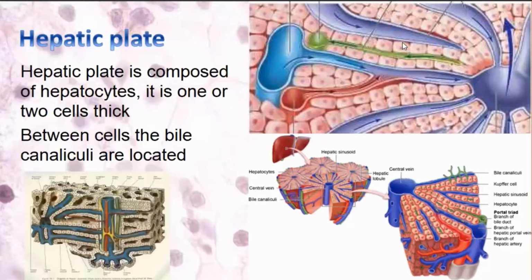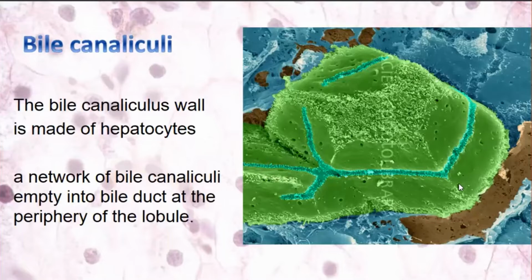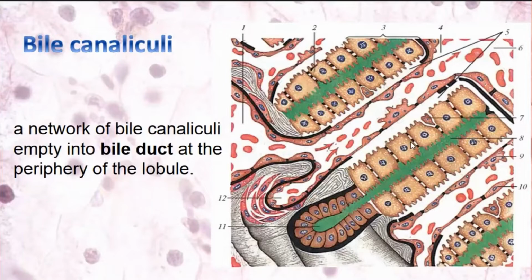And here we can see hepatocytes. There are hepatic plates, and between them there are bile canaliculi. And also there are hepatic plates. They are going radially to the central vein, and between them we have blood vessels. Those blood vessels are called sinusoids. Here we can see hepatocytes. It's bile canaliculi, a gap between two hepatocytes filled with bile. And here we can see the hepatic plate and its bile canaliculi, and there are hepatocytes.